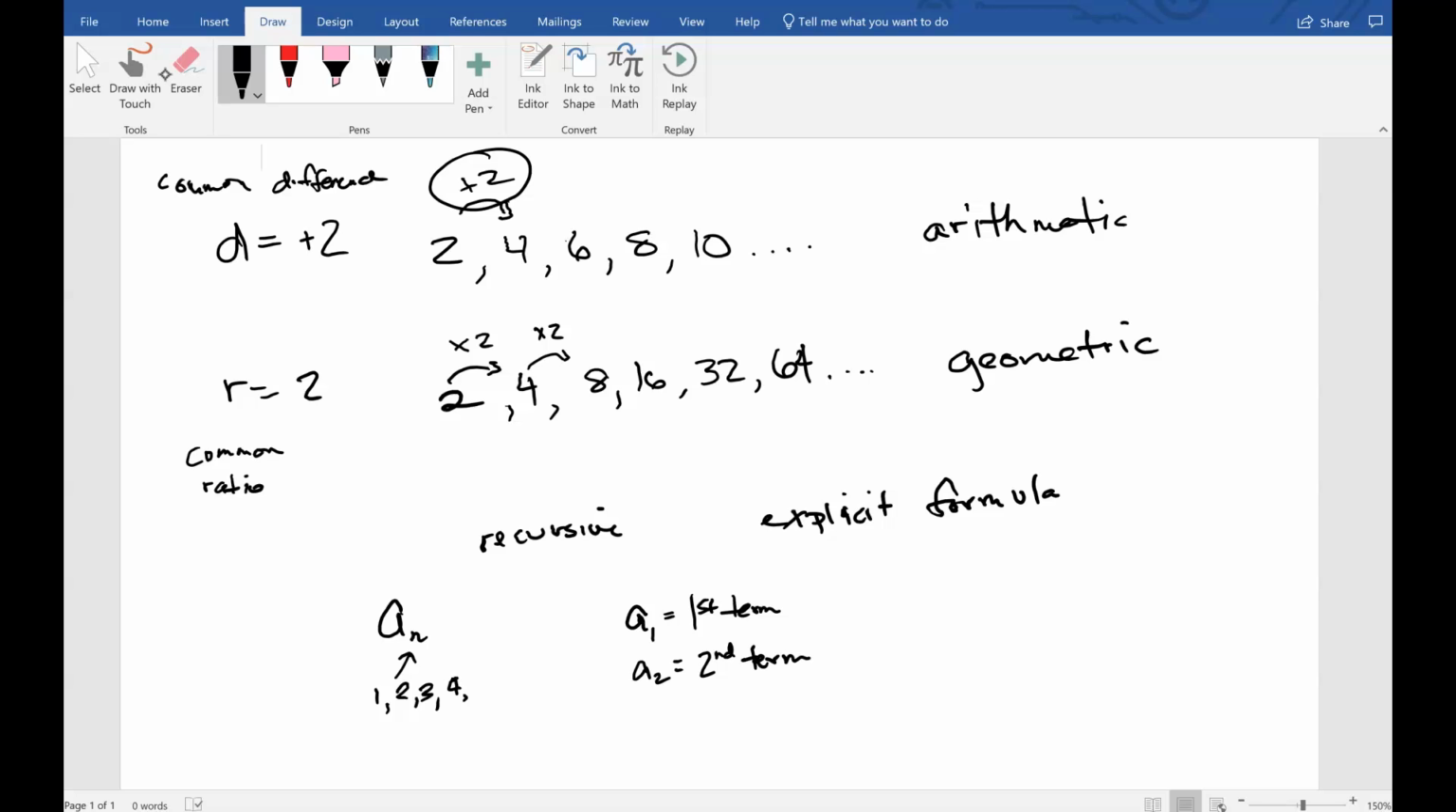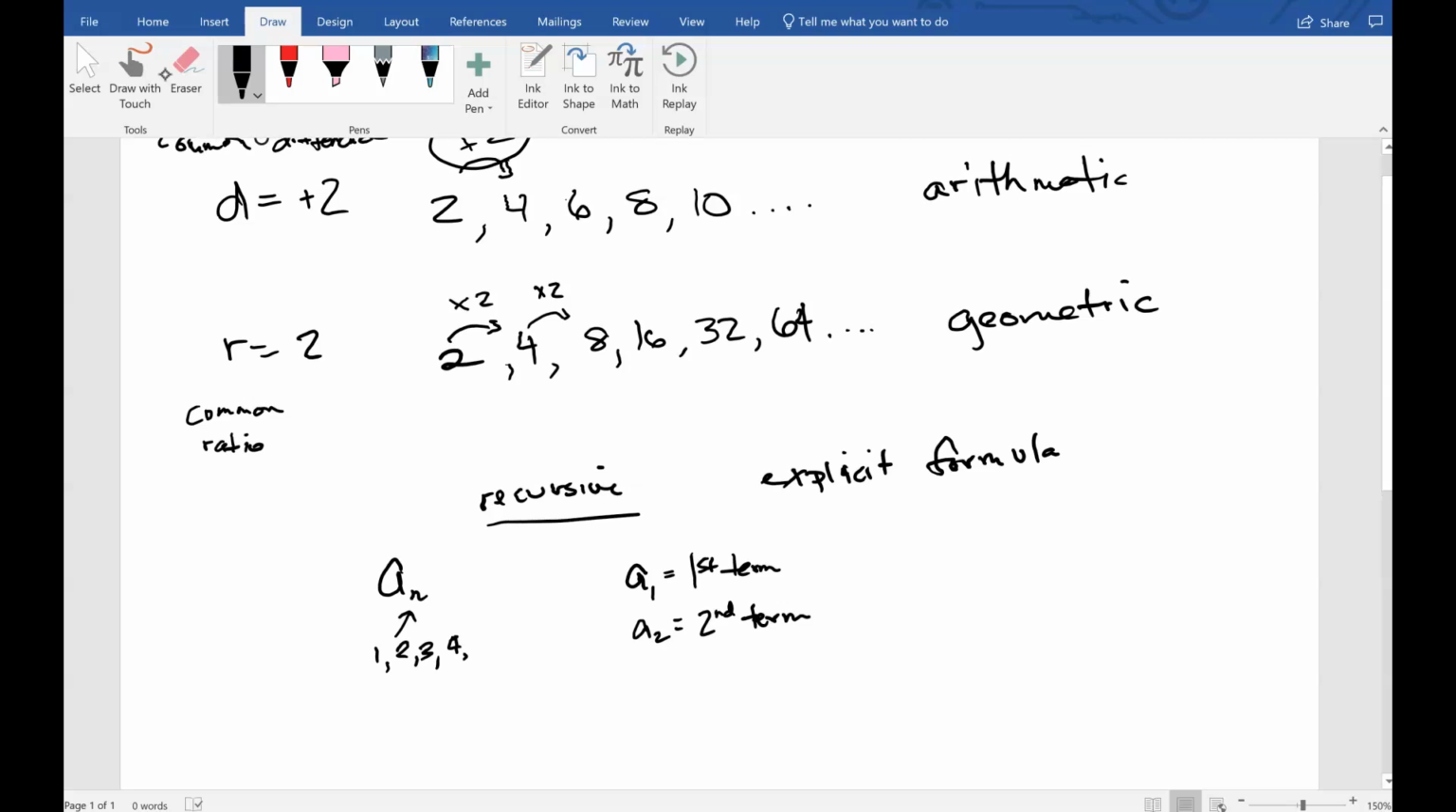The way the recursive formula works is by referencing the previous term. If n is a variable, then n minus 1 would represent the previous term. I know it's kind of confusing because n is changing, but let's say we define n to be 3, then n minus 1 would be 2, right? Because 3 minus 1 equals 2.